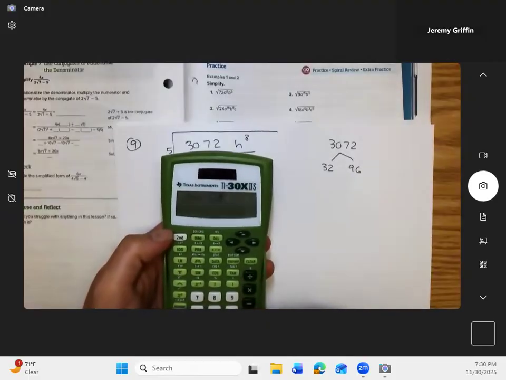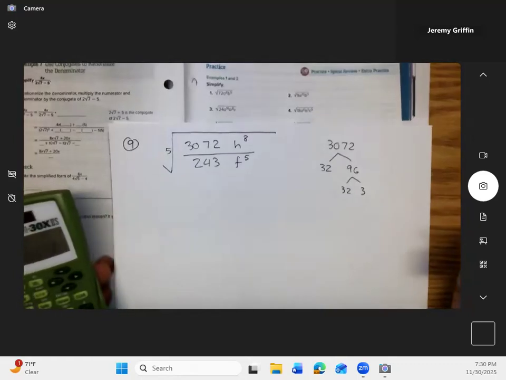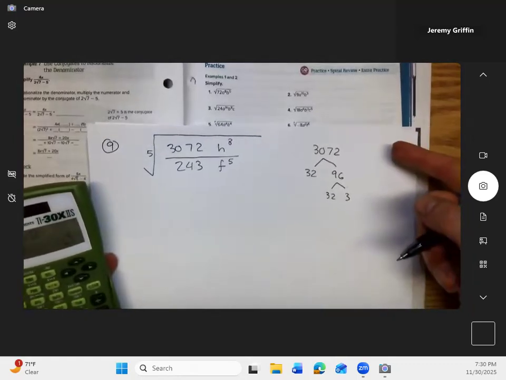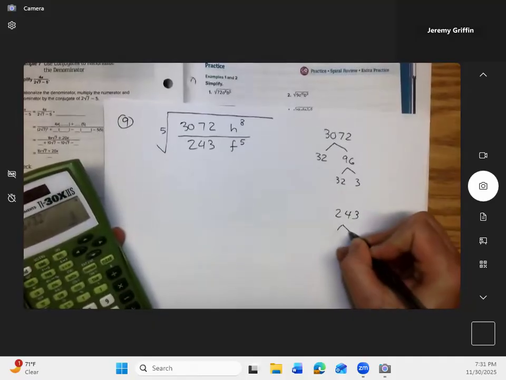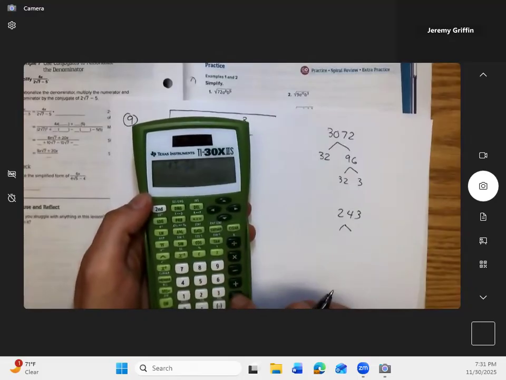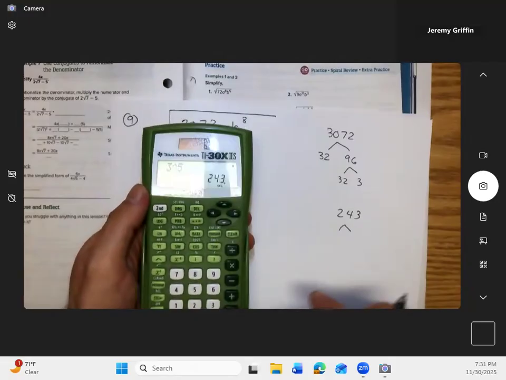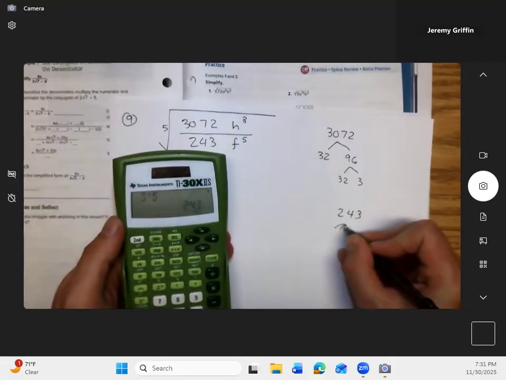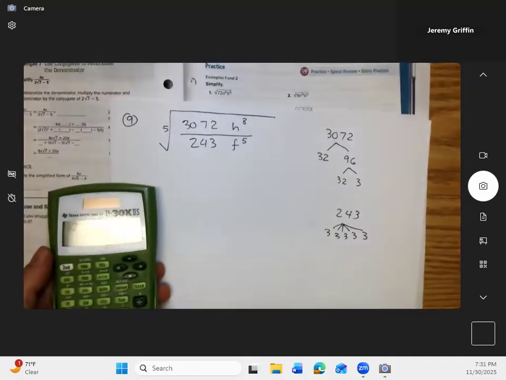96. Is that also divisible by 32? It sure is. That's 32 times 3. Huh, interesting. Right. And then how about 243? Let's see. Yeah, I can take a bunch of threes out of it. Is that 3 to the 5? Is that what that is? That's exactly what that is. It's 3, 3, 3, 3, 3, all multiplied. Okay. All right. So there we go.